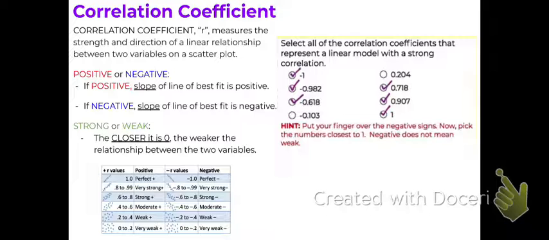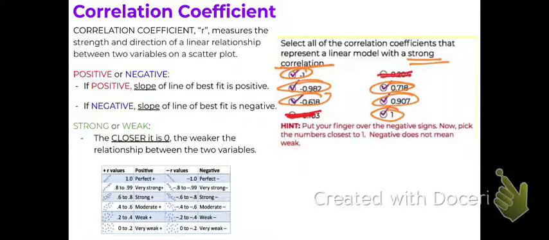This is another type of correlation coefficient question. It's asking which of these choices has strong correlation. So again, keep in mind, the closer it is to 1 or -1, the stronger it is. The closer it is to 0, the weaker, because 0 means no correlation. Negative does not mean weak, positive does not mean strong.